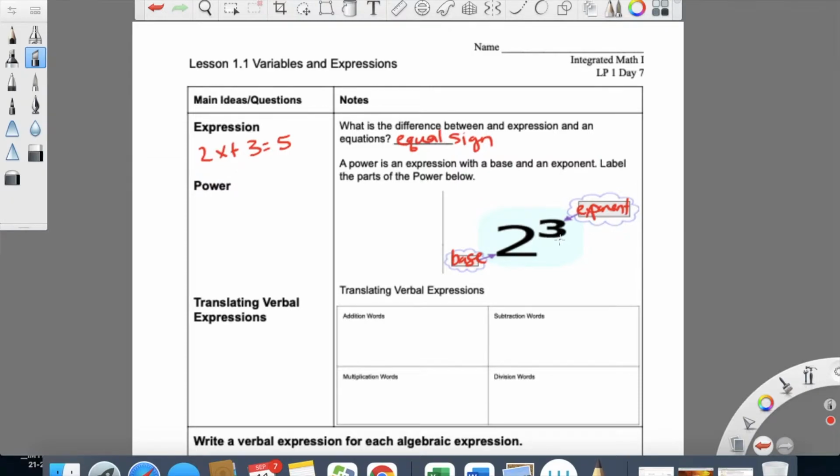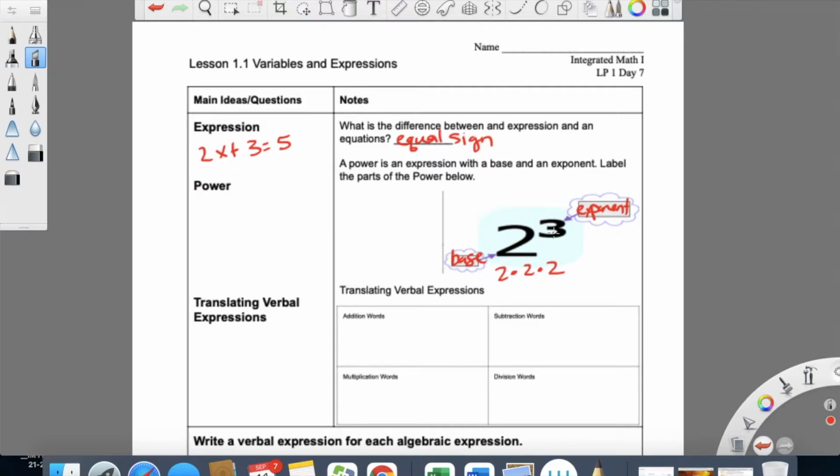And remember, this does not mean 2 times 3. This is telling me how many times to multiply 2 by itself. So this is telling me I need 2 three times. 2 times 2 times 2. 2 three times, not 2 times 3. I know that wording is really close, but it is different. So you just need to pay attention. This is just a way to write repeated multiplication. That's all an exponent represents.